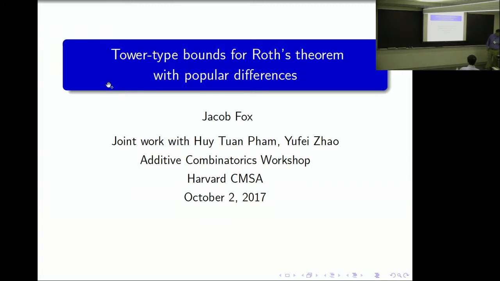I'll be talking about joint work with Hui Tuan Pham, an undergraduate at Stanford University, and Yufei Zhao, who recently joined the faculty at MIT.